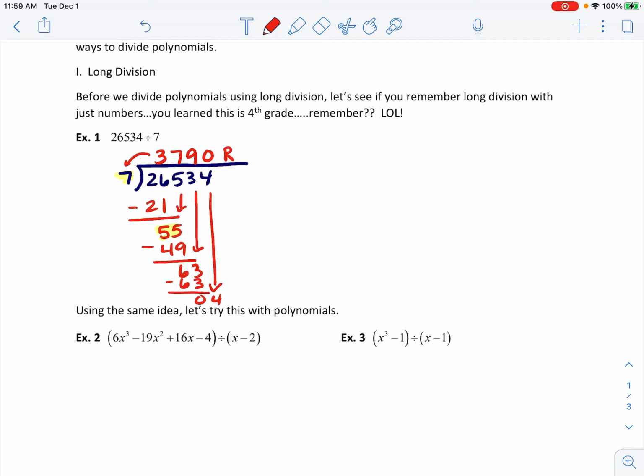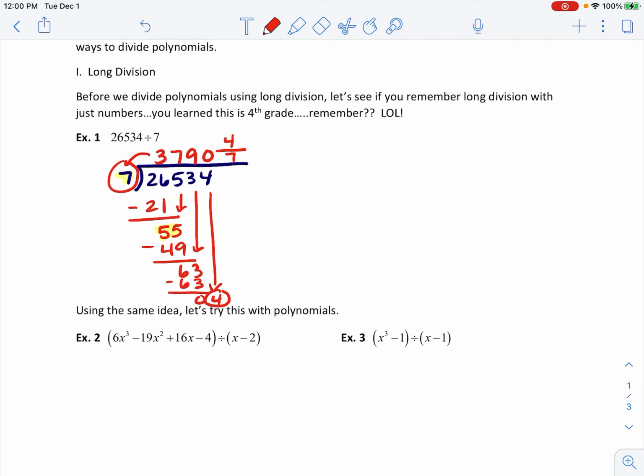Now, you guys, in like 4th grade, remember how you used to write this? This may bring back some good memories. We wrote R4. Okay, we don't really do that anymore. In Algebra 2 Trig, the way that we're going to write the remainder is like this. We're going to write whatever number remains, which is 4, and then we're going to put it over whatever number we divided by in the first place, which is the 7. So it's really 3,790 and 4/7.